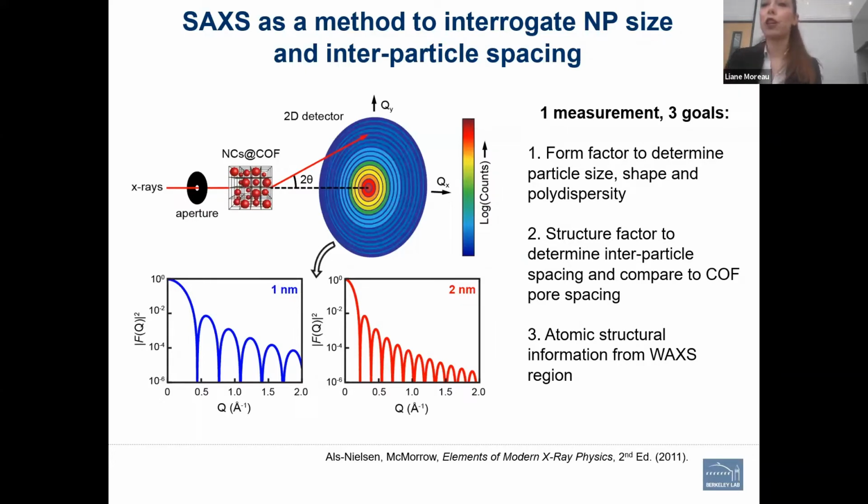as well as potentially a structure factor, like diffraction peaks, if there were particle spacing that was regular in any sort of way within our framework, which we thought may have been the case. We may also get some atomic structural information from the wide angle X-ray scattering region, which gives us information that would be very comparable to X-ray diffraction.